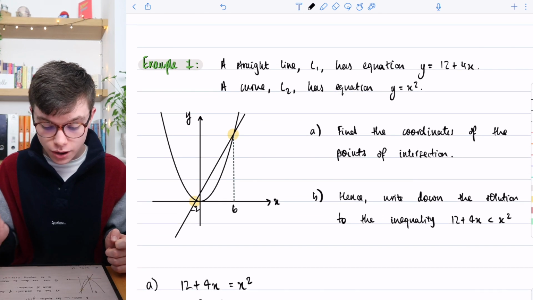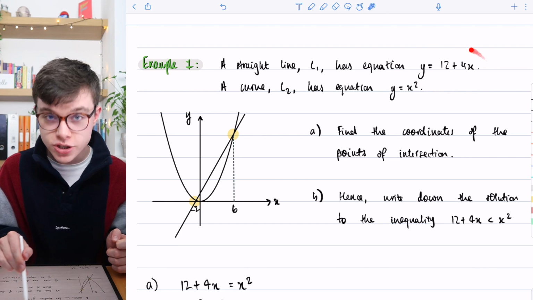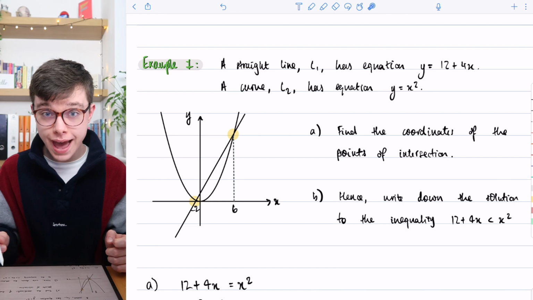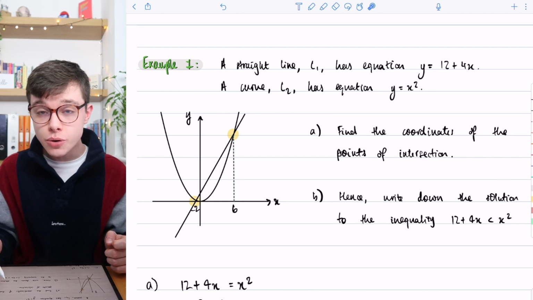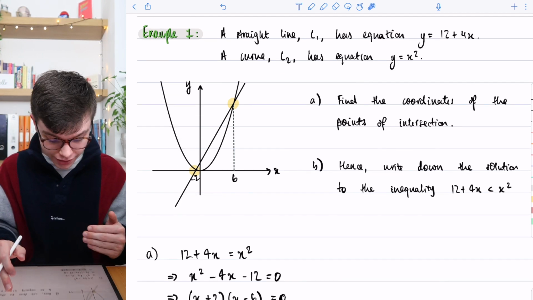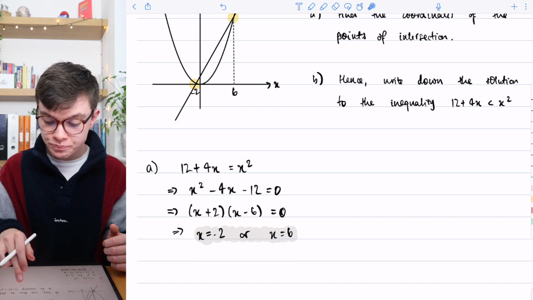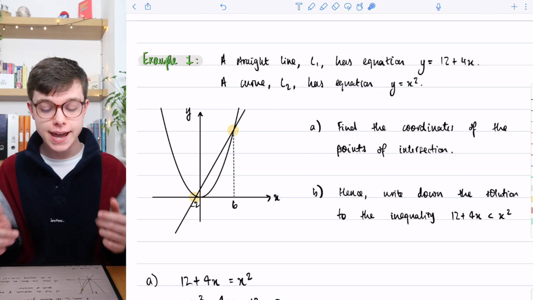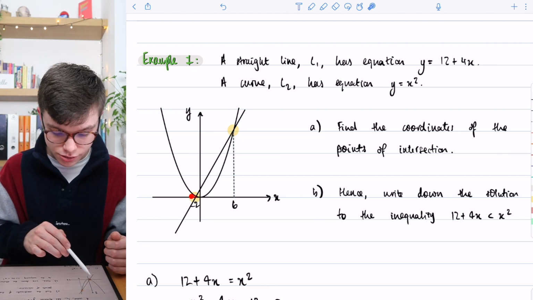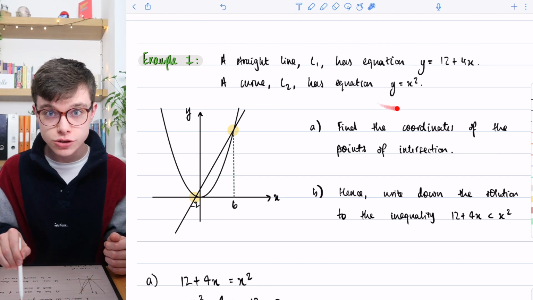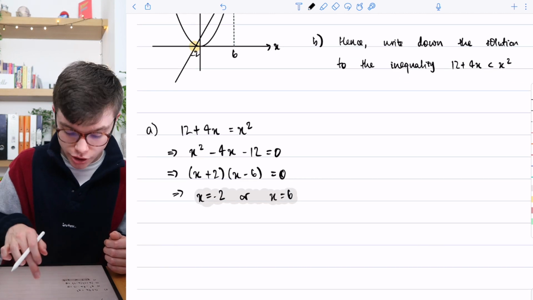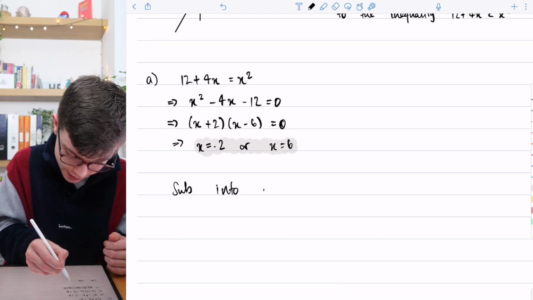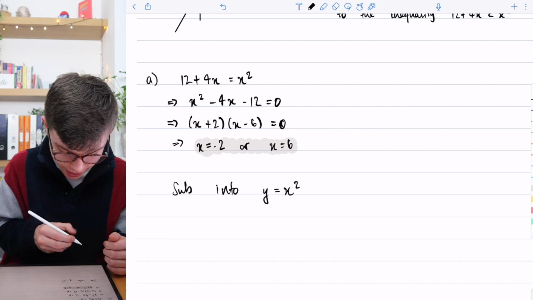Well, let's go back. We have got two options here. We've got a straight line, and we've got an x squared curve. All we need to do is substitute our values for x, that we've just found here, into either equation. Doesn't matter because they're the same, okay? They're the same at these two points. I think it's easier just to square our x values, so I'm going to substitute into y is equal to x squared.